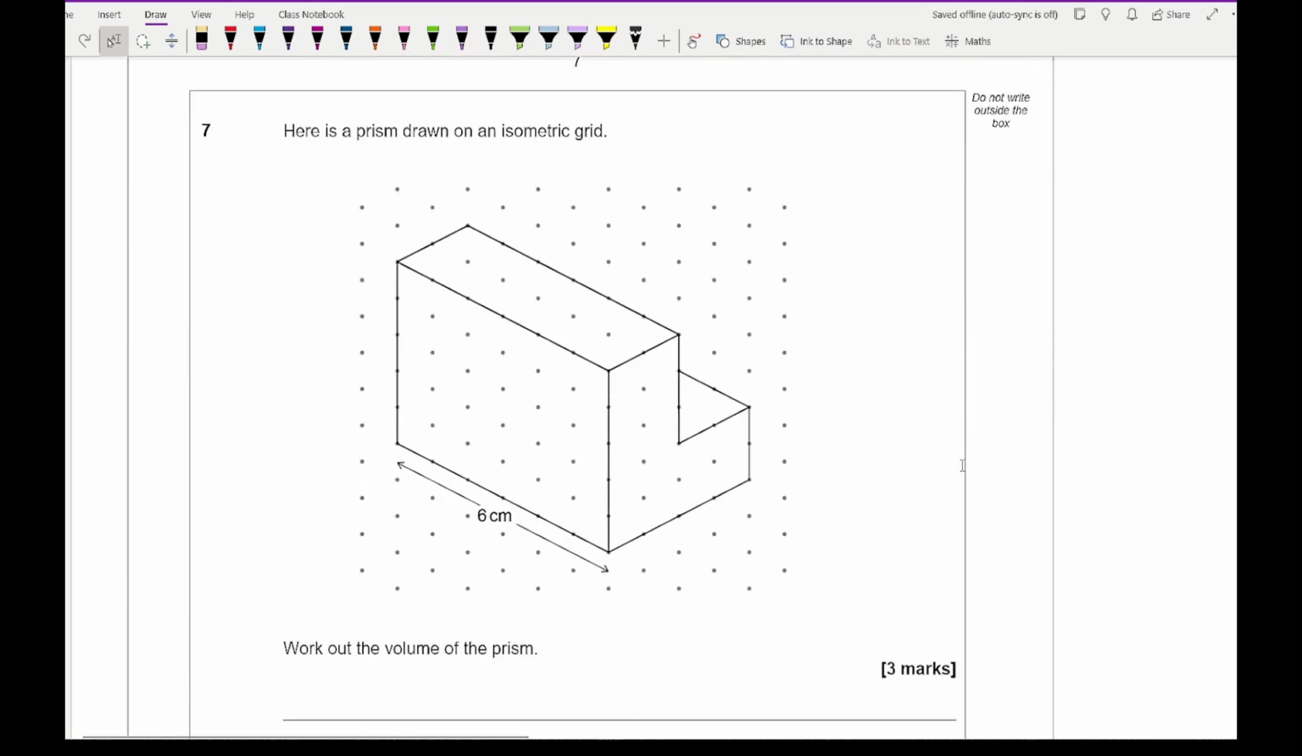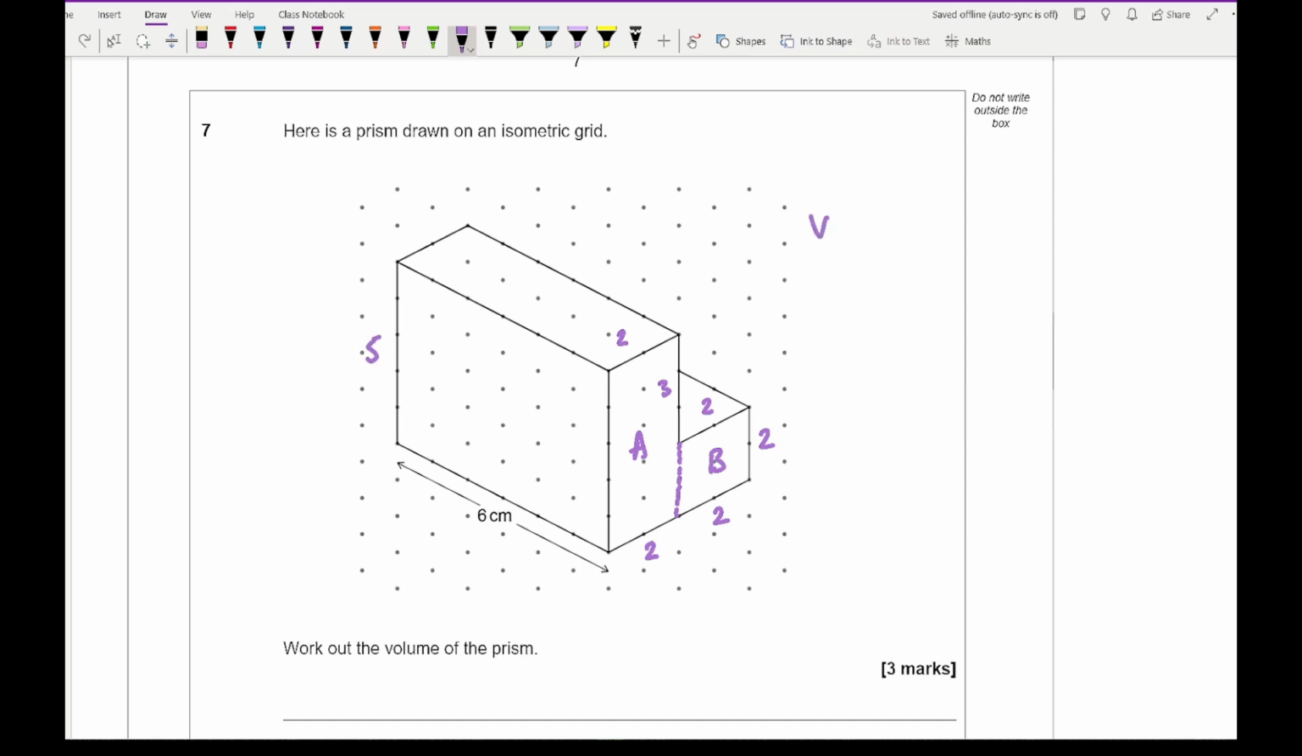Moving on to question 7, it says here is a prism drawn on isometric grid, and the question is asking us to work out the volume of the prism. Now for this, as you can see, it's a compound shape, in which I'd recommend that you split the shape up into 2 sections. Now looking at this, we can see the dimensions of each of those is what I'm writing here, like so. And the total of that is 5.